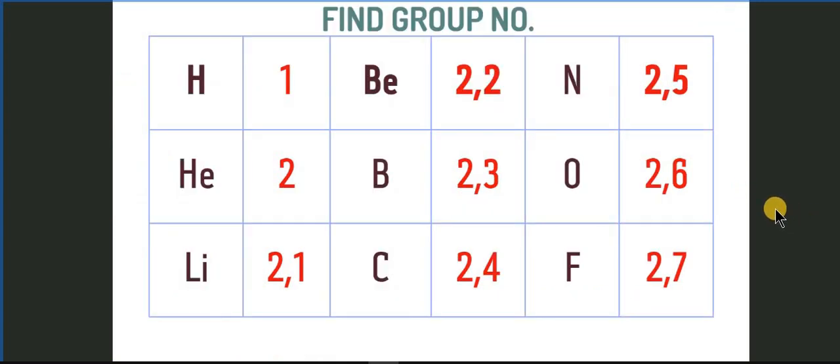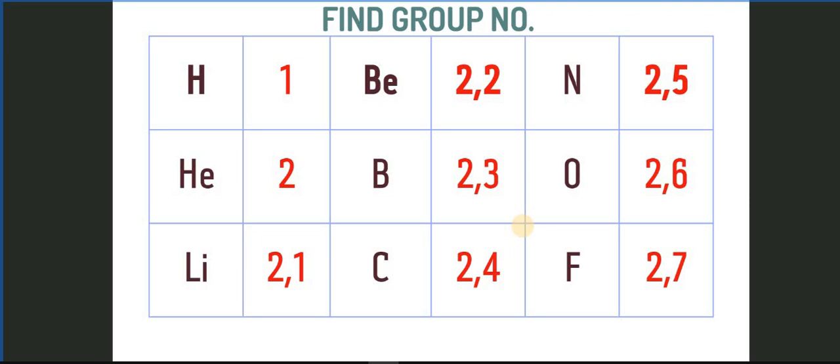Now finding the group number, we can find the group number of any element. For example, let us say boron. Boron is 2, 3, so valence electrons are 3. More than 2, so it is 10 plus 3, 13th group. Similarly, nitrogen, 2, 5, valence electrons 5, so 10 plus 5, 15. But if you take lithium, 2, 1, valence electron is 1, so it belongs to group 1.